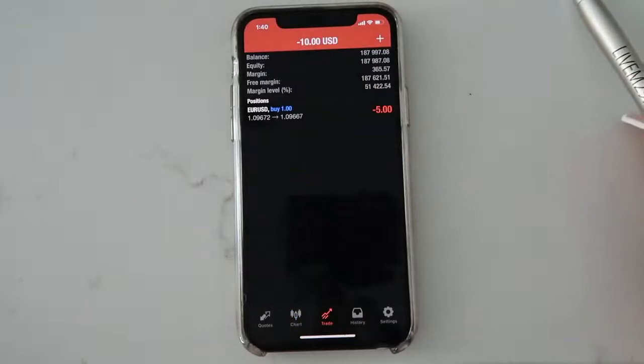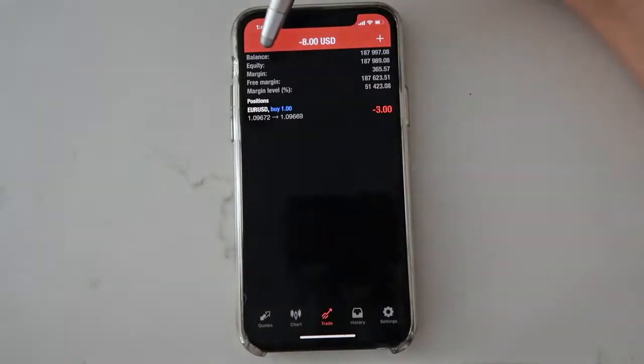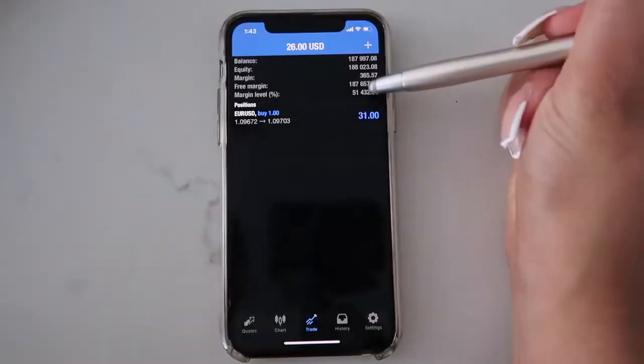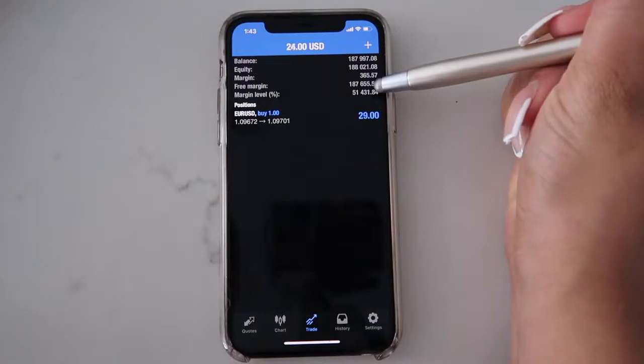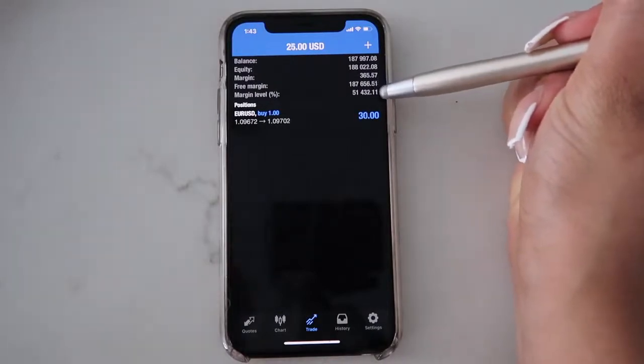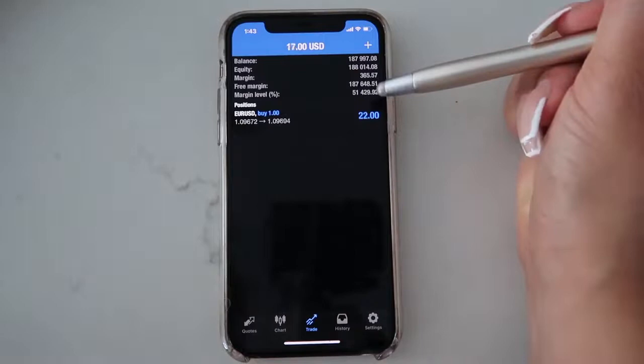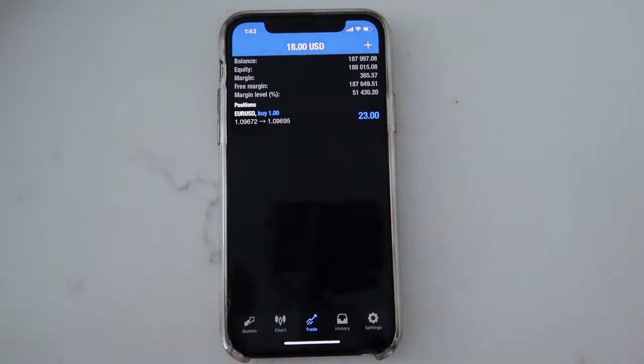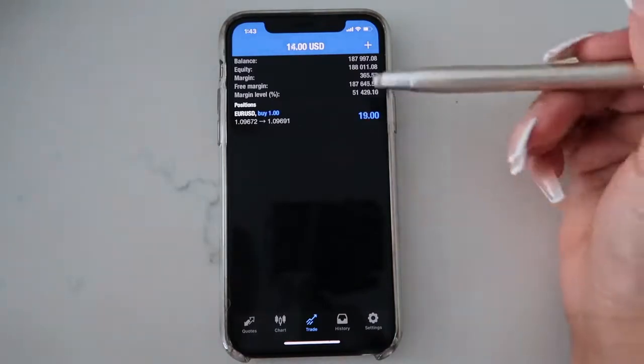Now we have our trade open, and here we have our balance, our equity, our margin, our free margin, and our margin level. You never want to get below 100% margin. That is when your broker is going to take you out of trades. That means you're over risking your account and your broker is going to start closing you out of trades.